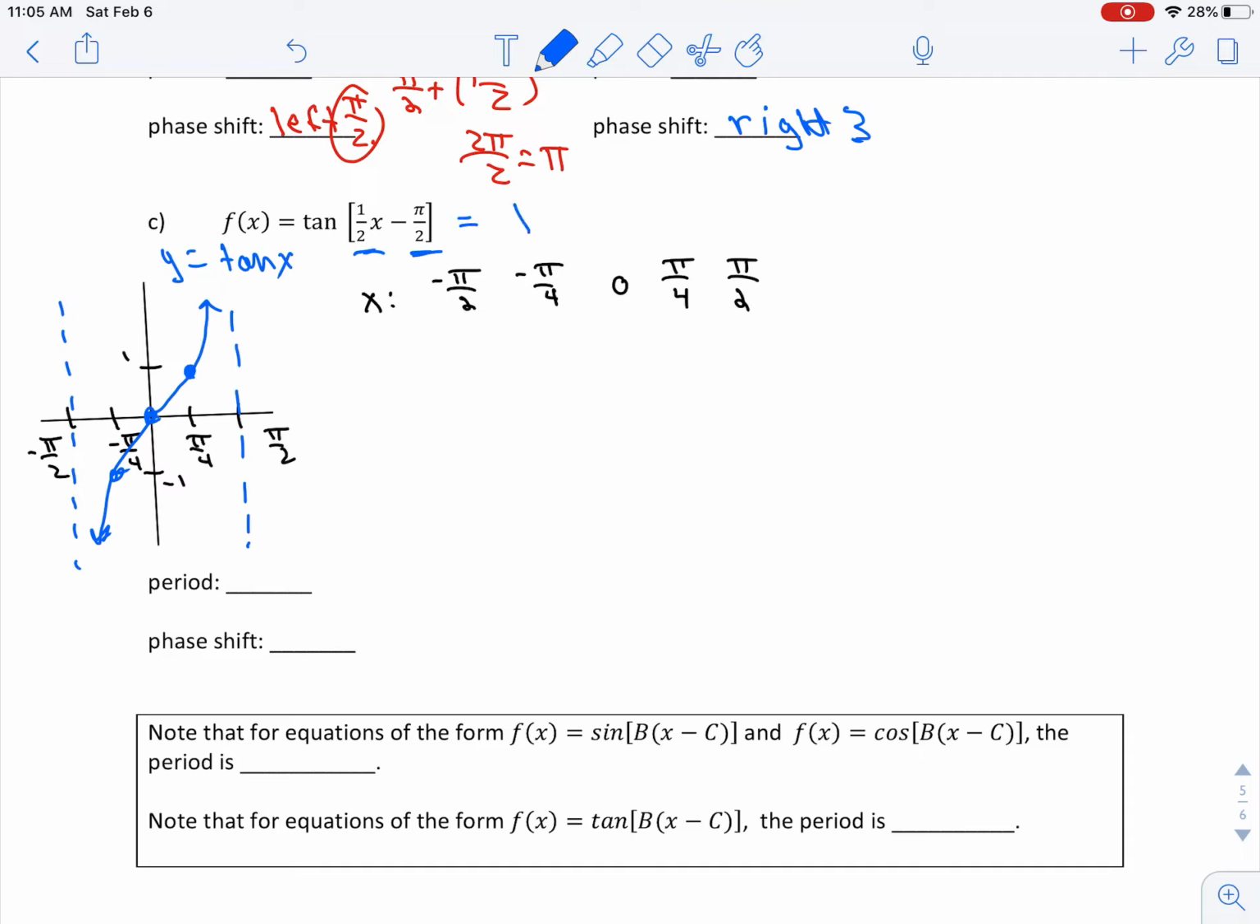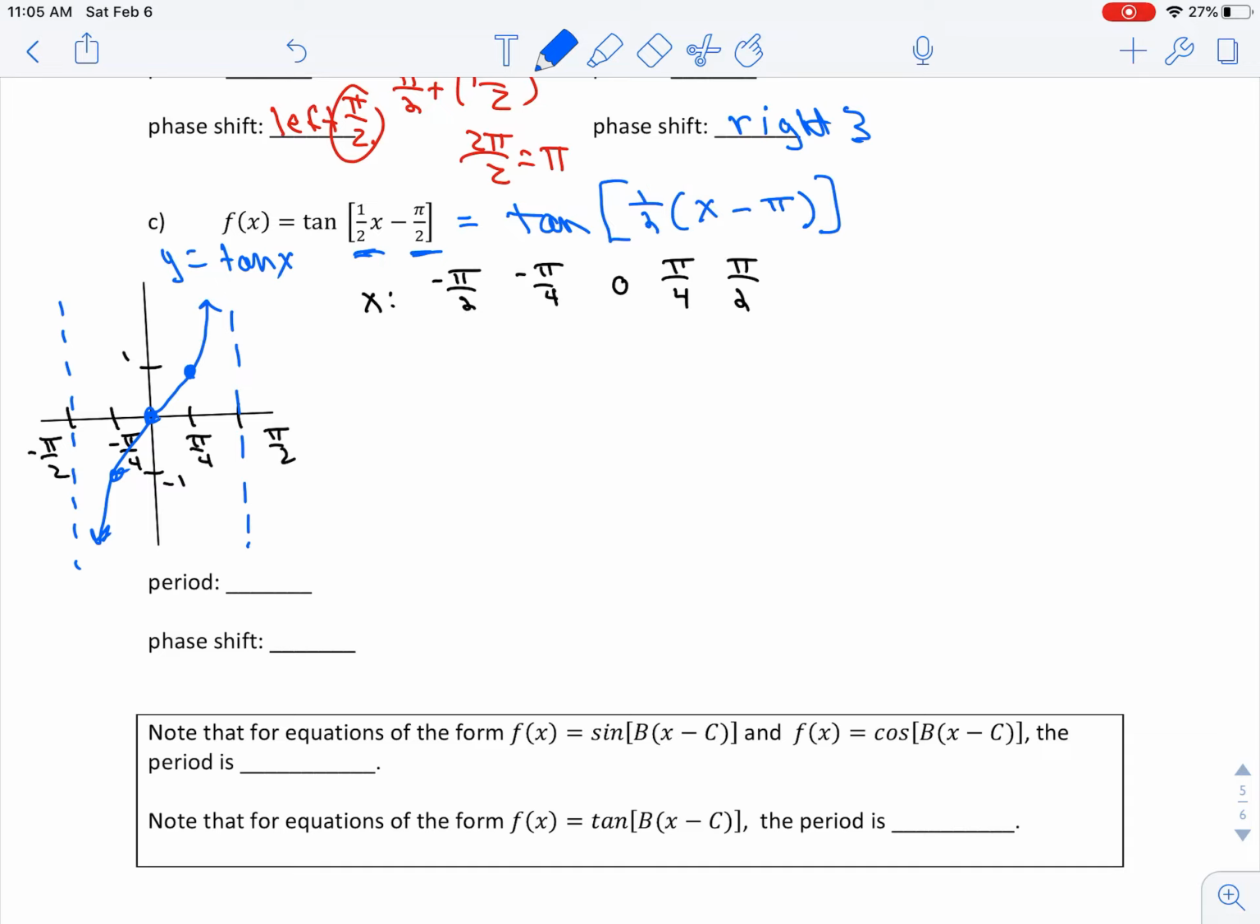We do need to factor this, so this will be tangent of, so the 1/2 is coming out here, and then what do I need here? Well, 1/2 times this has to give me 1/2 x, so I need an x. And 1/2 times whatever I put here has to give me pi over 2, so that's just going to be a pi. And you can double check that for yourself. If you distribute that out, you'll see that you'll get what we started with.